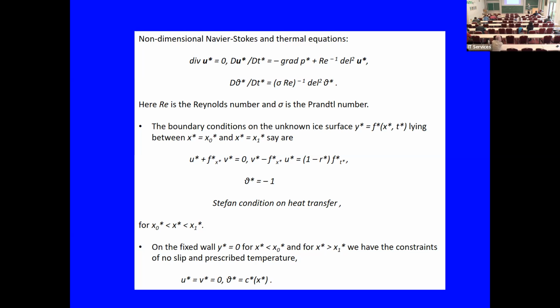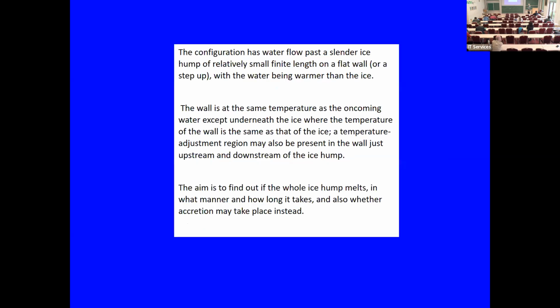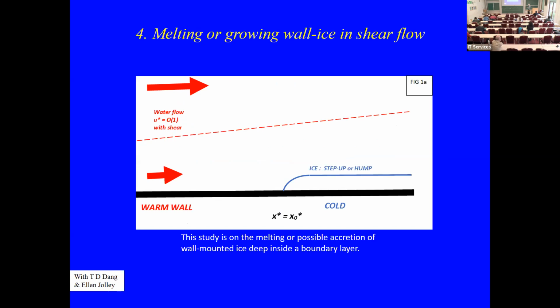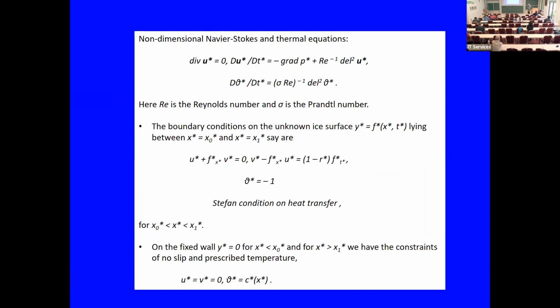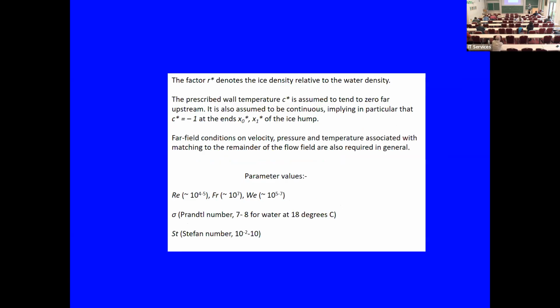On the fixed wall, the horizontal wall, it's no slip and it's a prescribed temperature. This prescribed temperature corresponds to having warm wall upstream and cold wall underneath. And if we're talking about a hump, then it's cold underneath the hump and then it goes back to warm downstream. The factor R that was just here is the density ratio between ice and water. R star is about 0.92, I think. In the working, actually, we're going to take R star to equal 1, just as a first model. We've talked about C star. Then there are far field conditions of matching with the flow in the far field, a uniform stream, for example. The parameter values involved in Navier-Stokes here are virtually the same as before: Reynolds number, Prandtl number, and Stefan number.